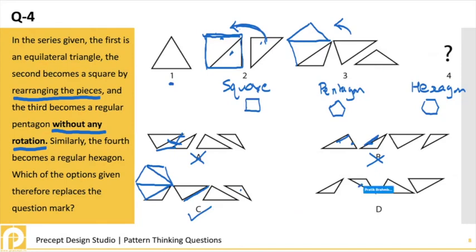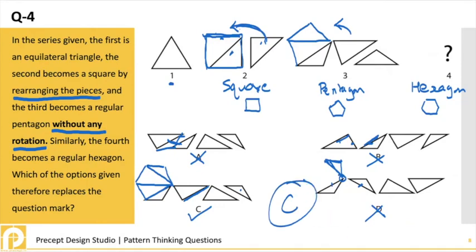With case of D, these two pieces are in conflict because both the pieces get organized like this. They are not connected by an edge, but they are connected by a point. So D does not work. So the correct answer is option C here.